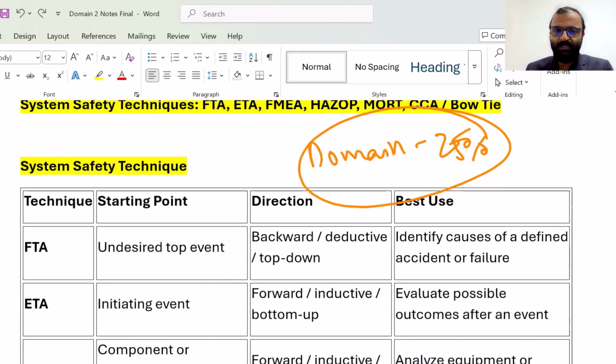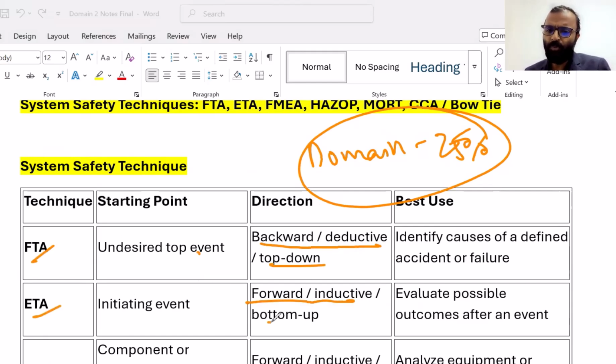In system safety techniques, we will first understand fault tree analysis, event tree analysis, FMEA, HAZOP, MORT, CCA, and bow tie. Very, very important. Definitely one question will come. So FTA means what? It is backward, deductive, top down. ETA means what? It is forward, inductive and bottom down.